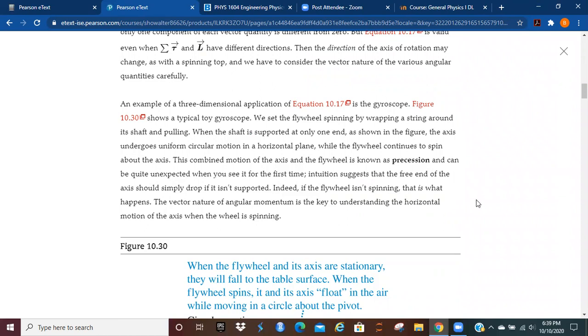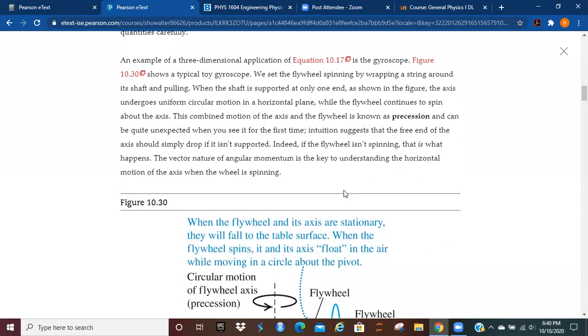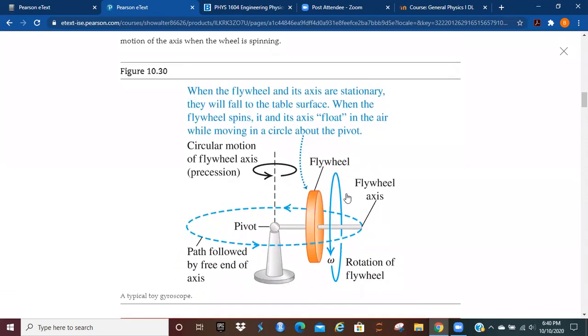This combined motion of the axis and the flywheel is known as precession. It can be quite unexpected when you see it for the first time. Intuition suggests that the free end of the axis should simply drop if it isn't supported. And indeed, if the flywheel isn't spinning, that's what you're going to see. But the vector nature of angular momentum is key to understanding the horizontal motion of the axis when the wheel is spinning. So, when the flywheel and its axis are stationary, they're going to fall to the table's surface.